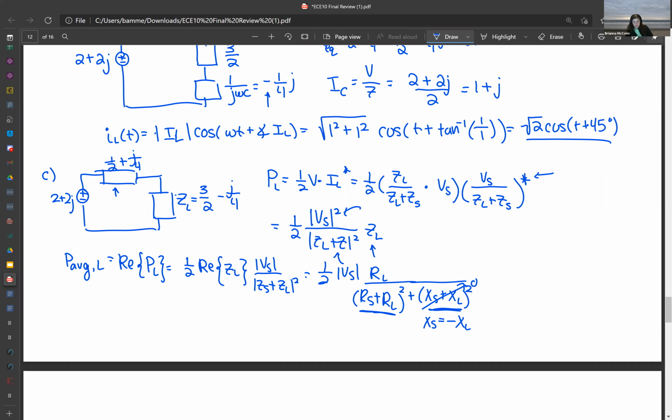And then you take a derivative of this expression with respect to R_L, and if you set it equal to 0, you will eventually get that R_S equals R_L equals 1/2 ohm. We're running a little short on time, so I'm going to be skipping some algebraic steps, but I'll just write it back.